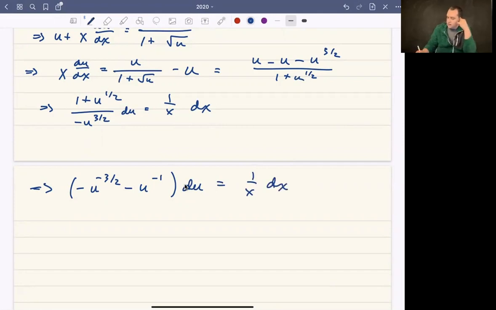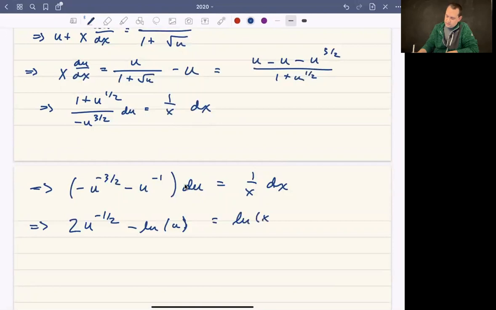And then if we integrate this, we're going to end up with 2u to the negative 1/2 minus the natural log of u. You can put absolute values there if you want. That equals the natural log of x plus c. And then there's no way to actually isolate u on the left side, so we're just kind of stuck with what we're stuck with.